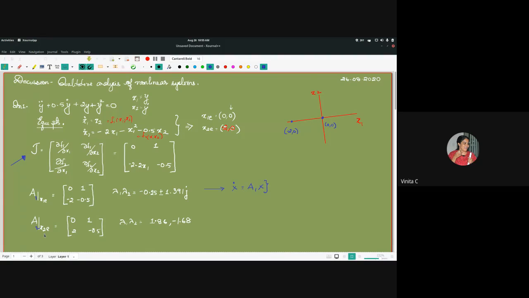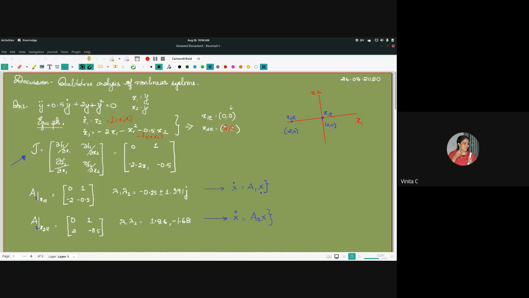ഇനി അടുത്ത equilibrium point ഉണ്ട് അല്ലെ? അടുത്ത equilibrium pointൽ എന്താ ഉള്ളത്? അതിന്റെ equilibrium values substitute ചെയ്ത് കഴിയുമ്പോൾ we get the linearized equation about the neighborhood of the second equilibrium point. So this is the idea. That means we are trying to linearize the whole system about the equilibrium points, and then we are going to analyze the whole system. So here we have two linearized systems near the neighborhood of each equilibrium point.